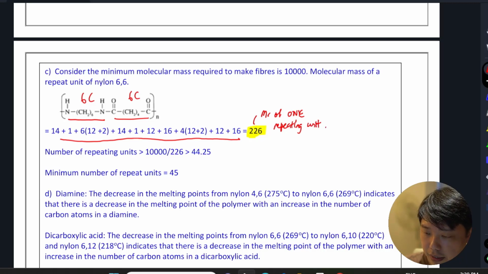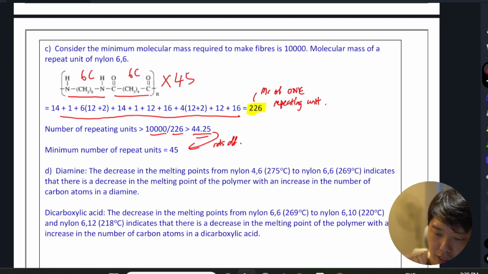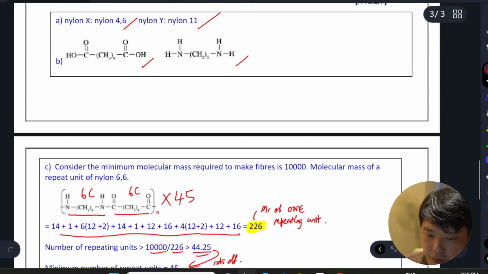Okay, so how many repeating units do we need to make the fiber? Okay, so earlier on we're going to use the 10K number, right? So 10K divided by, this is the minimum, divided by the MR of one repeating unit, 226. We're going to come up with this number, 44.25, which rounds off to 45. So you need at least 45 repeat units to get one single fiber. All right. So that's for question C.